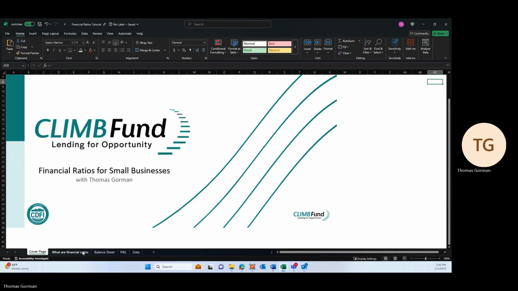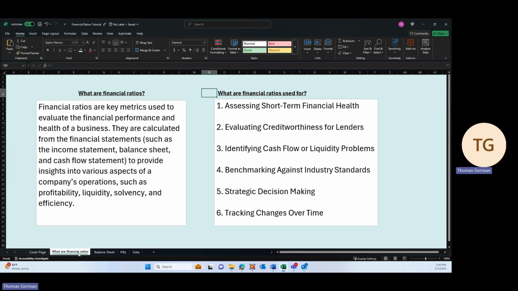Now, before we start looking at these ratios, we should probably answer some questions about them. First of all, what are financial ratios? Well, financial ratios are key metrics used to evaluate the financial performance and health of a business. They are calculated from the financial statements, such as the income statement, the balance sheet, or the cash flow statement, to provide insights into various aspects of a company's operations, such as profitability, liquidity, solvency, and efficiency.